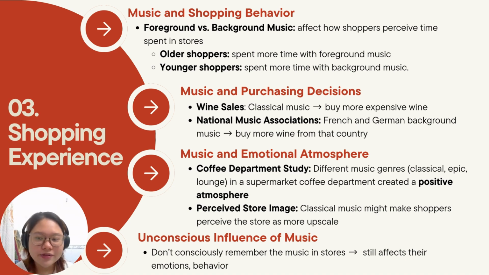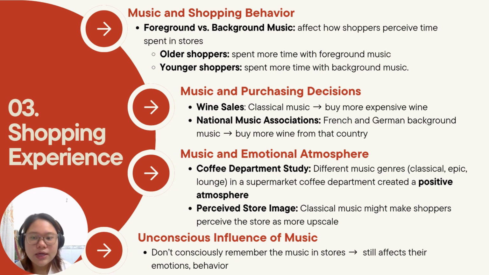So let's talk about how sound is used to shape the shopping experience of the customer. First is how music can influence the shopping behavior of the individual customer. In this part, we talk about foreground and background music. The foreground music, for example the top 20 hits on Billboard, or the background music, like instrumental or classical music with no lyrics, affects how the shopper perceives time spent in the store.